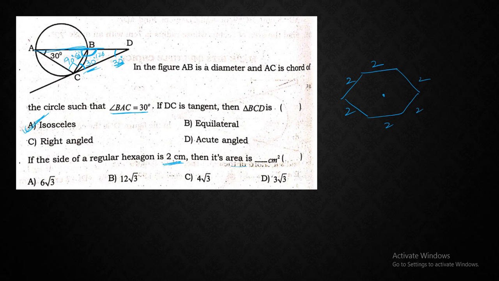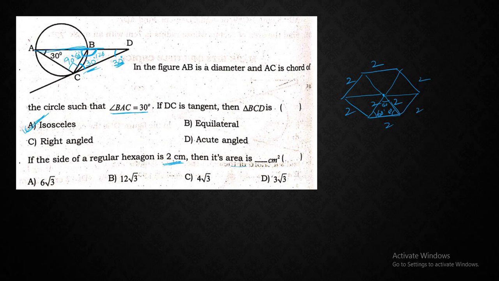Now with the center, if I join all these, now this particular value is 60 degrees and this is also 60 degrees, then obviously this angle is also 60 degrees, right? Then these side lengths also will be equal to 2. That means this is an equilateral triangle. Obviously all form equilateral triangles.